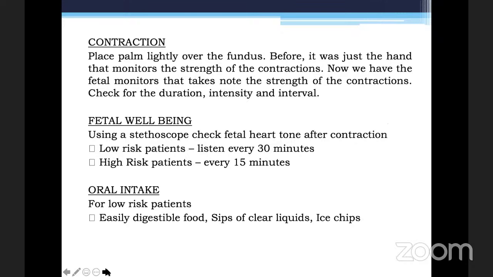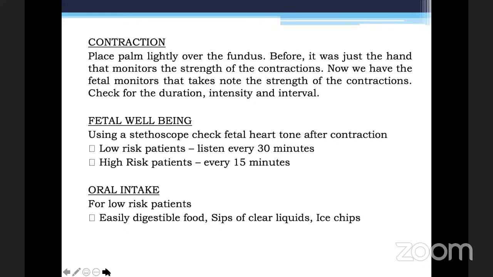Contractions: place the palm lightly over the fundus. Before, it was just the hand that monitored the strength of the contractions. Now we have fetal monitors that note the strength of the contractions. Check for duration, intensity, and interval. Fetal well-being: using a stethoscope, check the fetal heart tone after contraction. Low-risk patients, listen every 30 minutes. High risk, every 15 minutes.